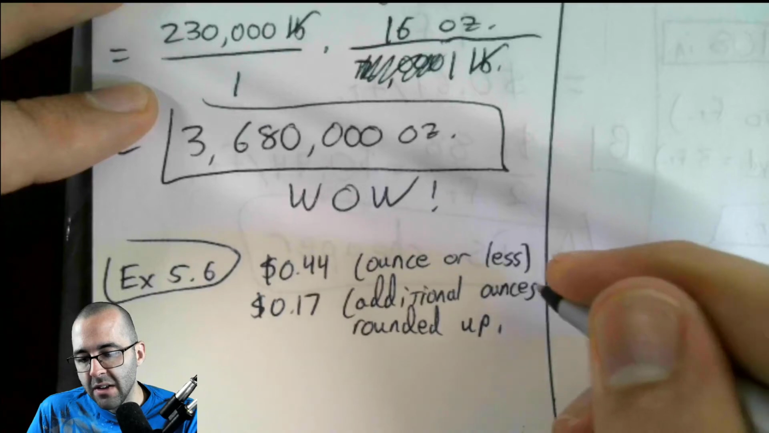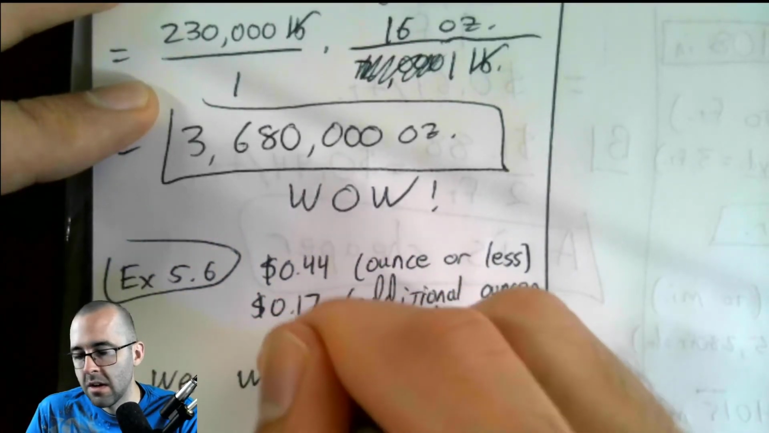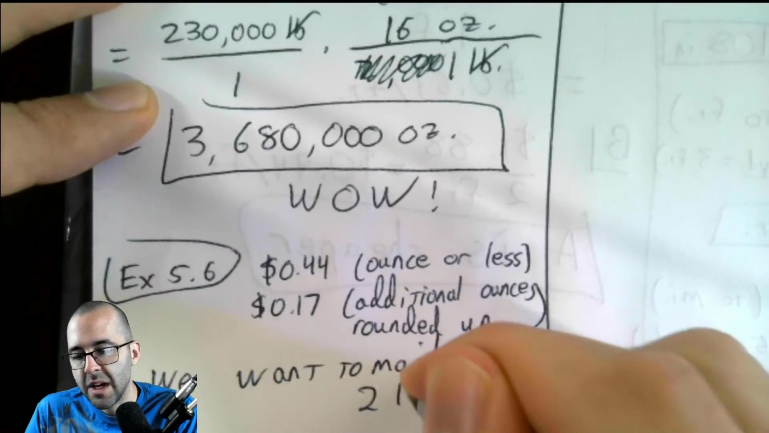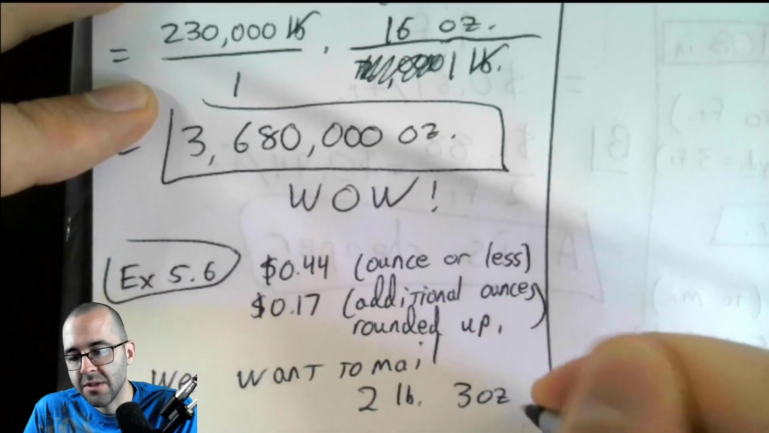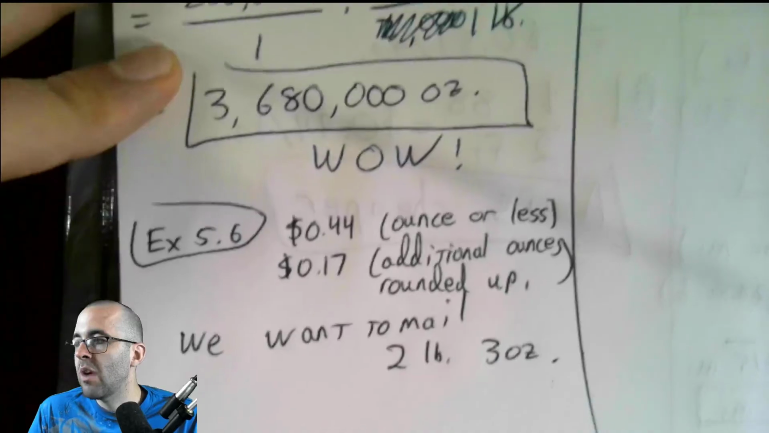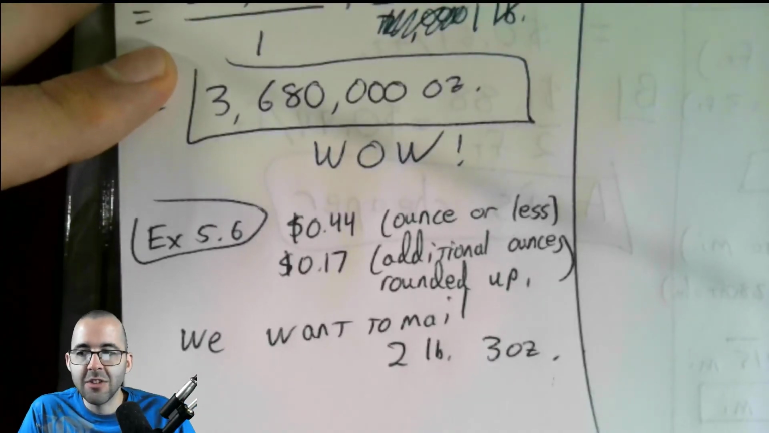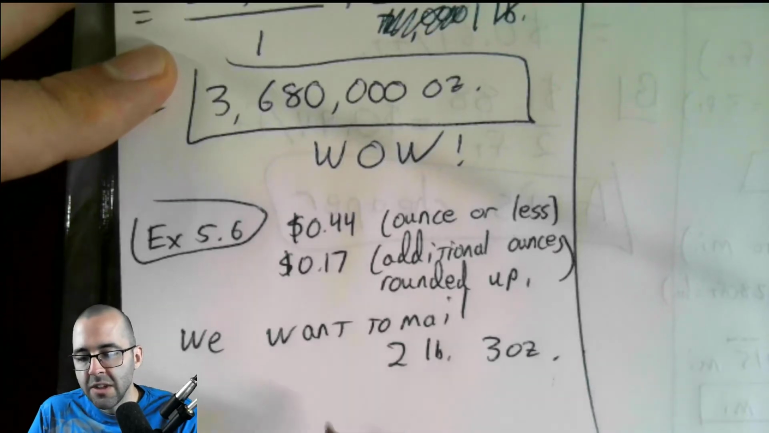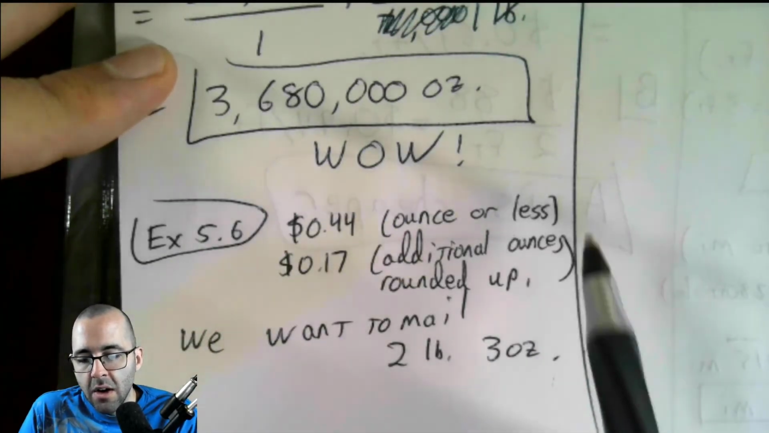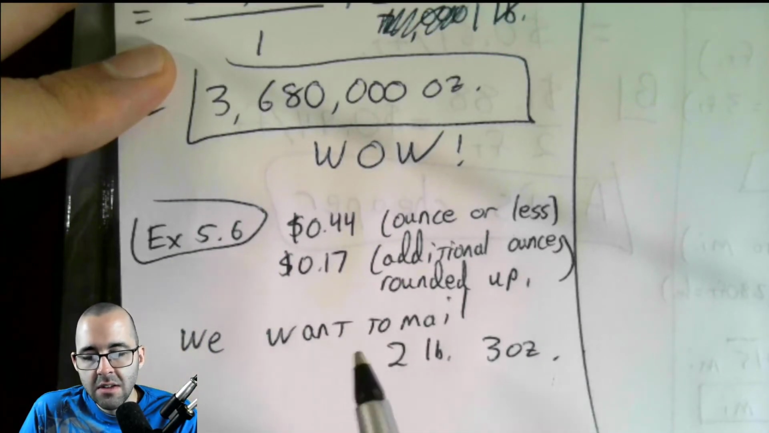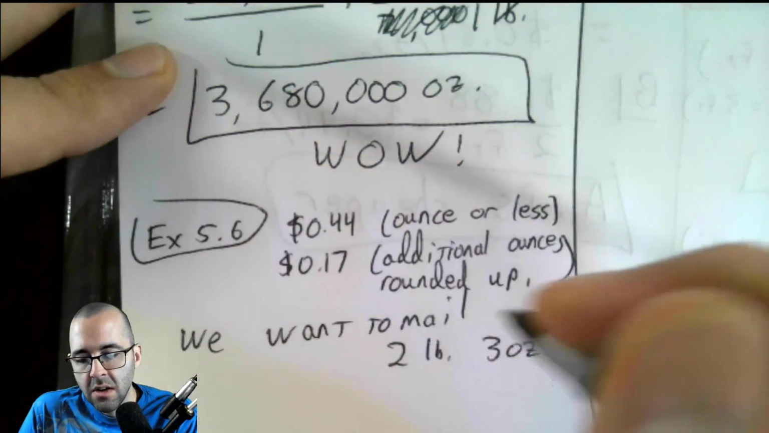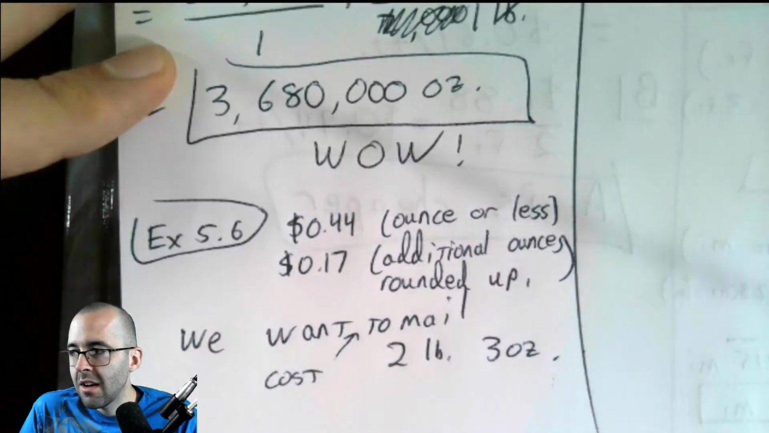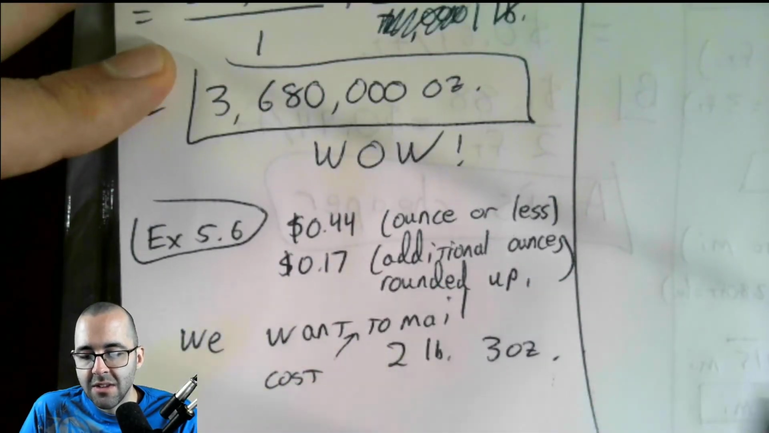So you want to mail something that's 2 pounds and 3 ounces. So right off the bat, if you can get this information down, you're most of the way there. Tons of partial credit. But hopefully something should jump out at you. We want to know how much it costs. Right. We want to know the cost of something that's 2 pounds and 3 ounces.